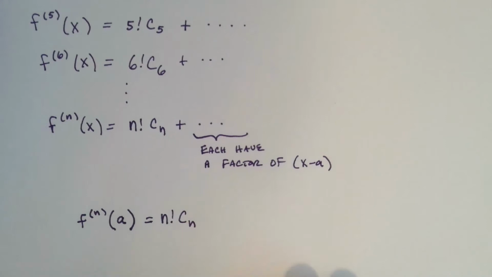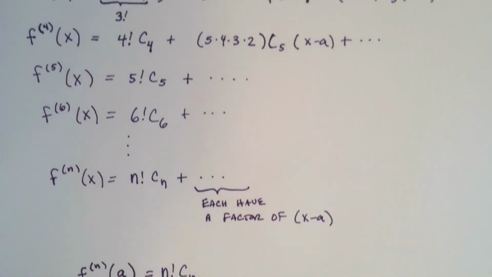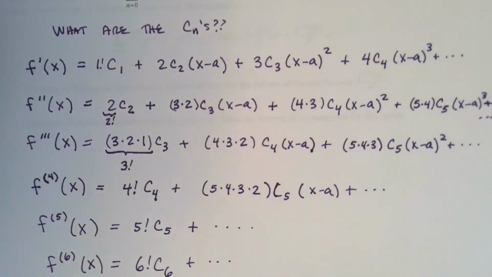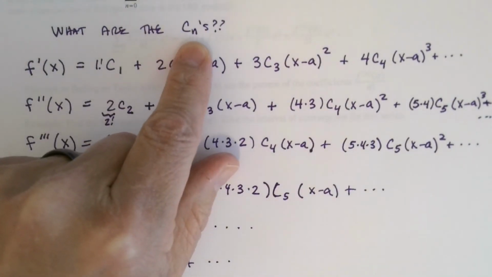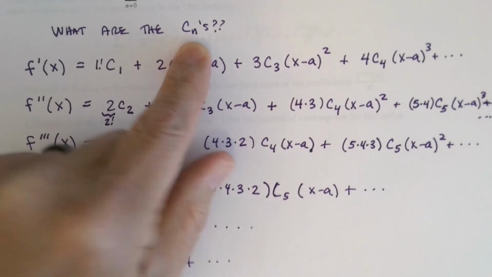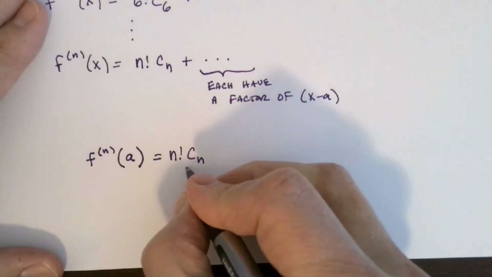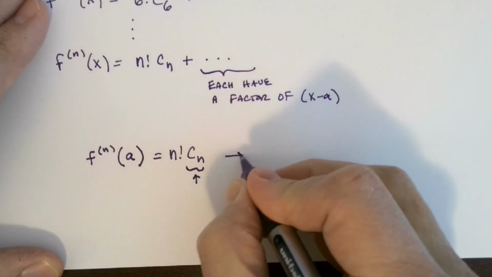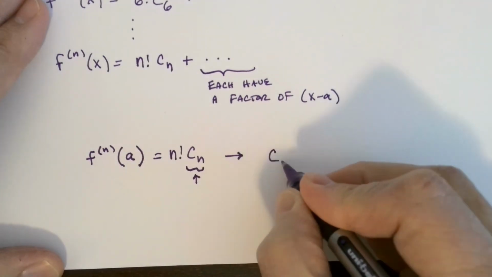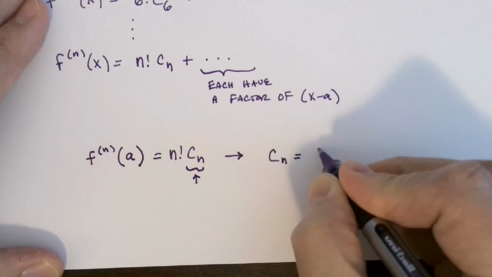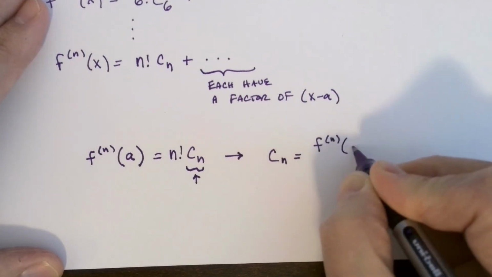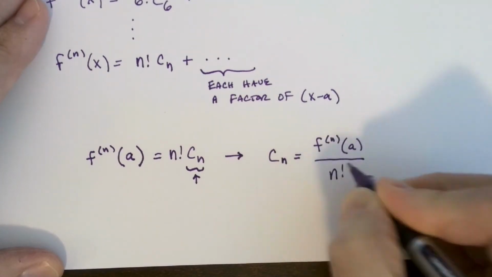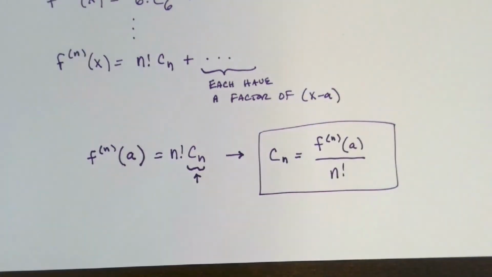Do you remember what we were doing in all this? Well, that's a lot of stuff. What were we doing? Let's go back to the beginning. What are the c sub n's? What are these coefficients? They're right here. Can I solve for the c sub n's? Yes. Divide both sides by n factorial. Here is your answer. There it is. This is a formula to generate the coefficients of a power series.